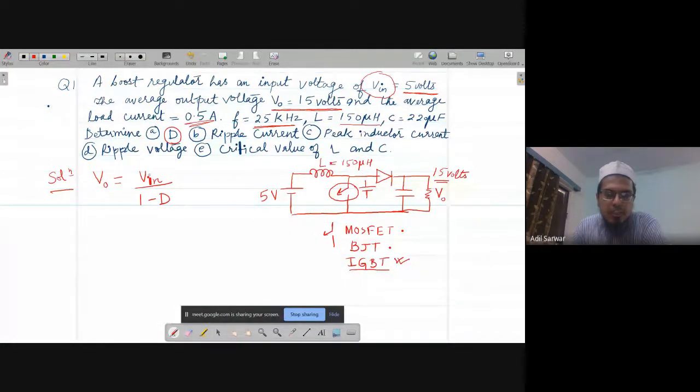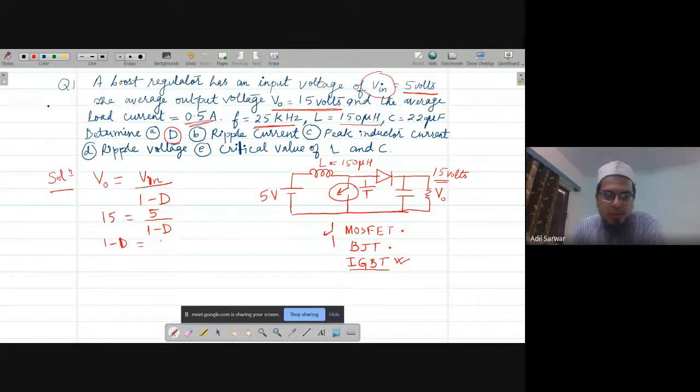what I get is 15 is equal to 5 divided by 1 minus D. So that means 1 minus D will be equal to 1 upon 3, or D will be equal to 2 upon 3, which is actually equal to 0.66, and there is no dimension.